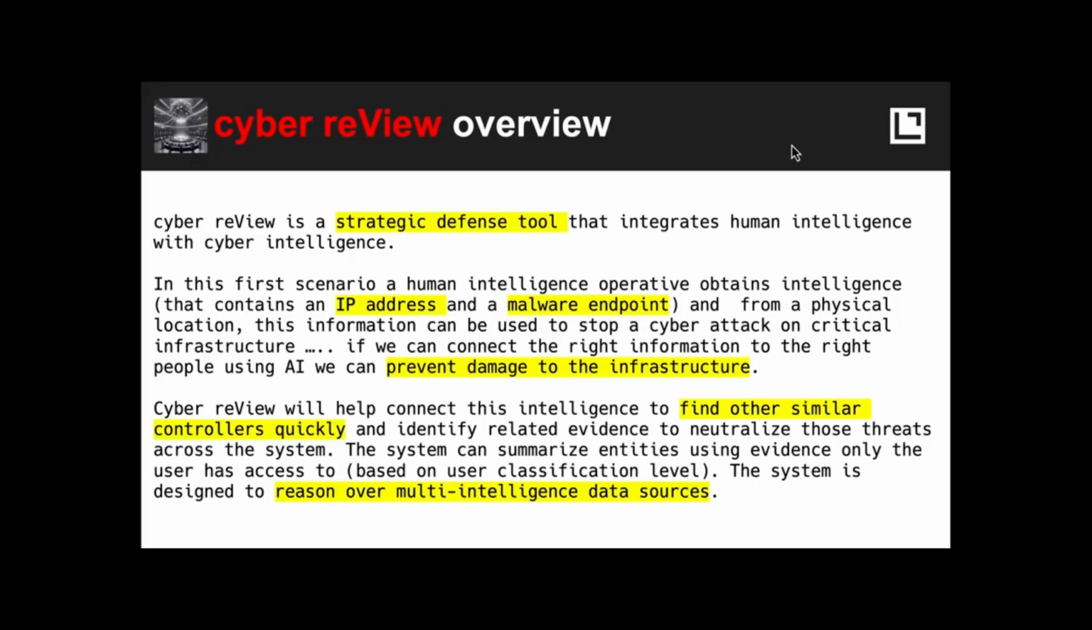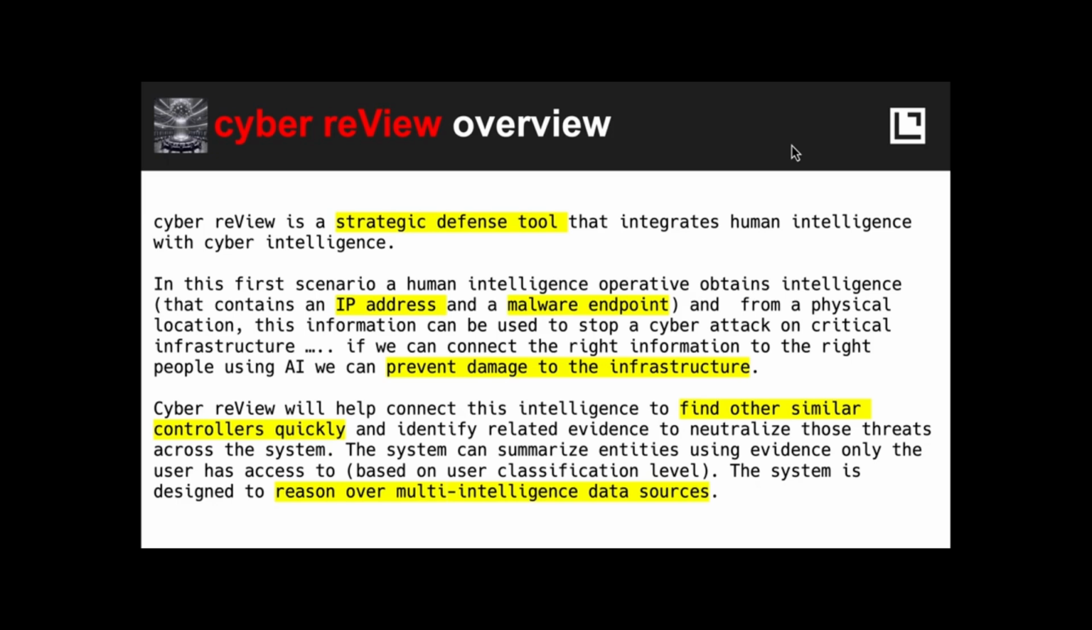So to build out this use case, to motivate it, I wanted to position reView as a strategic defense tool that's integrating human intelligence with cyber intelligence. In this first scenario, we're basically looking at an operative that collects some new intelligence on the ground in Afghanistan, where the scenario takes place. And on this new piece of intelligence, there's an IP address and a malware endpoint linking the two.